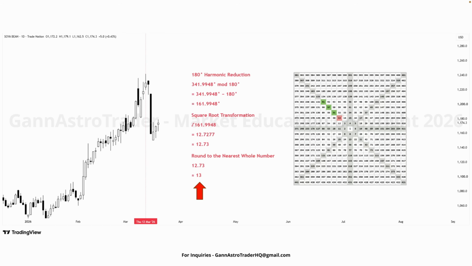Having determined the starting coordinate, we now locate the number 13 on the square of 9 chart. The highlighted position represents the exact location generated by Mercury's longitude after harmonic reduction and square root transformation. Using the starting coordinate, we now begin projecting future harmonic intervals across time. Each projected interval represents another expansion of the same planetary vibration. Rather than selecting future dates randomly, every interval is mathematically derived from the original coordinate generated by Mercury's longitude. This creates a sequence of objective timing windows where significant market reactions become more important.